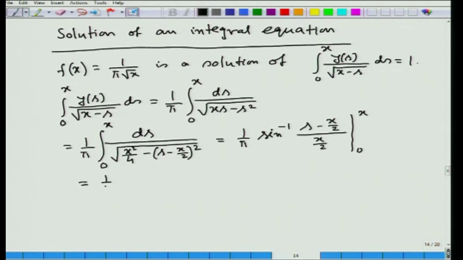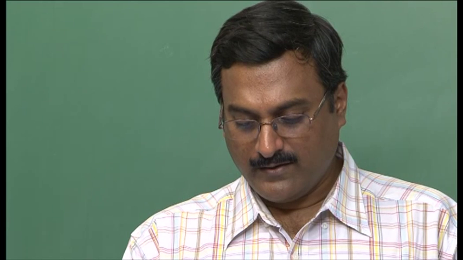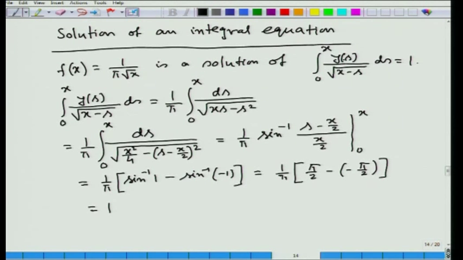So, this is equal to 1 by pi. After substituting the limits, we have sin inverse 1 minus sin inverse of minus 1. Considering principal values of this inverse function, we find this is equal to 1 by pi times (pi by 2 plus pi by 2). So, this is equal to 1. That means the function 1 by pi root over x satisfies this integral equation, where y was the unknown, and this 1 by pi root over x is the solution of this integral equation.